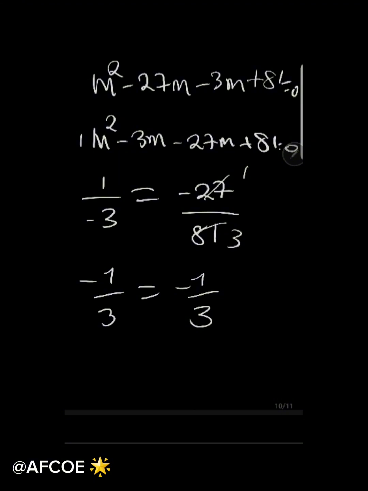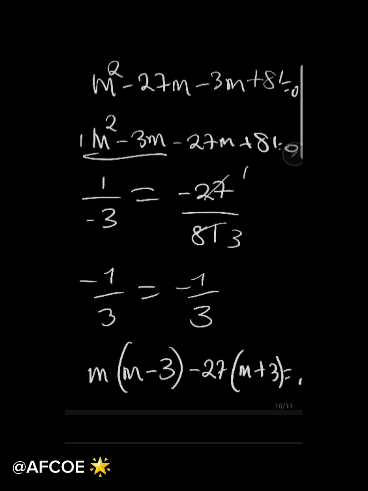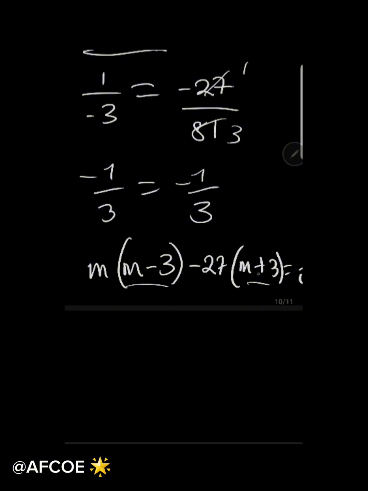Here we see that m is common, so we'll have m into, here I'll factor out m, into m minus 3. Then for the other one, 27 is common, so we'll have minus 27 into m plus 3. But when you are factorizing by grouping, these terms here have to be the same. Now I will send this negative sign inside.